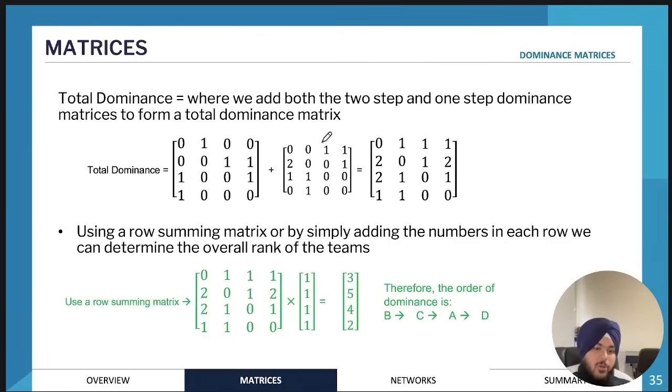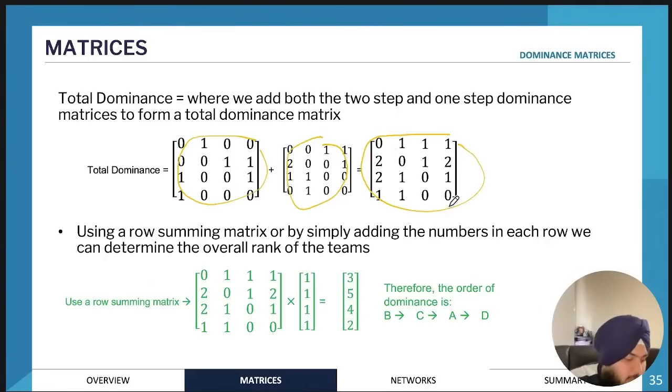And then we have total dominance. So total dominance here does have a particular meaning. So once we find the total dominance matrix by adding the one-step dominance matrix and the two-step dominance matrix, we will get the total dominance matrix. And the way that we would use the total dominance matrix is we would find the overall dominance. And the way that we would do it is we would add the numbers in each row.